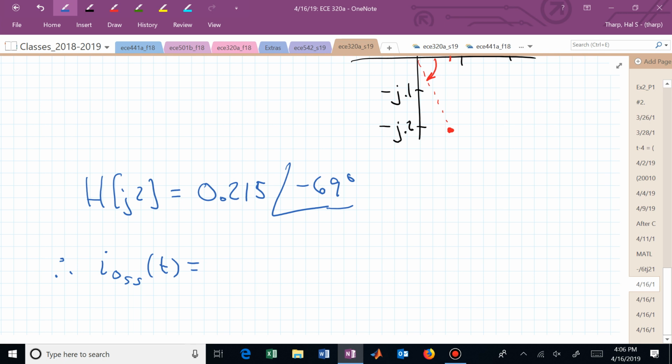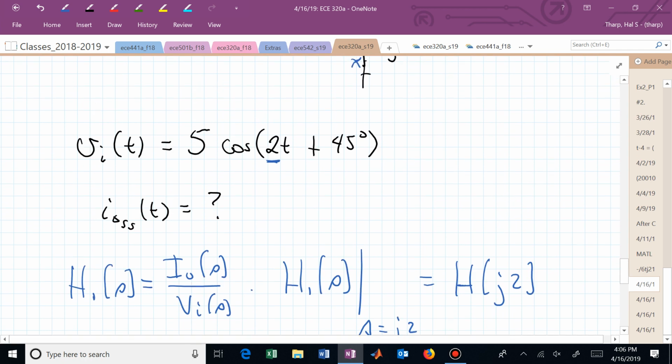How do we use this complex number that we've now obtained for h of j2, that we're exciting the system at 2 radians per second? We now have used that 2 radians per second to evaluate the transfer function at j2. We've excited the system with this input. How do you use those two pieces to find your output, sinusoidal steady state? You scale this amplitude by how big h is at that frequency. It's not very big, and you change the phase relative to what the phase of h was at that frequency.